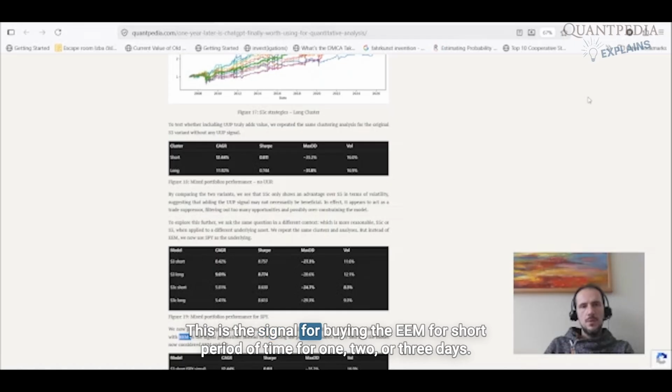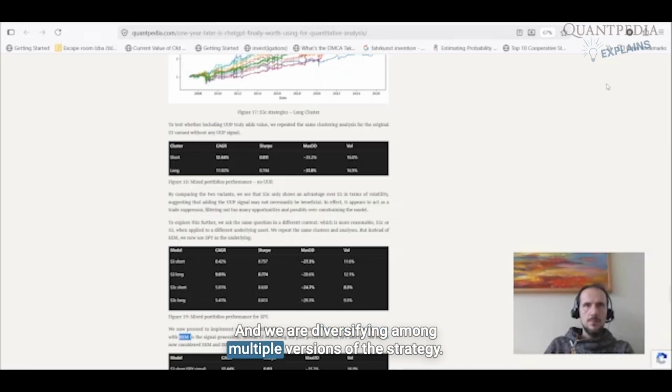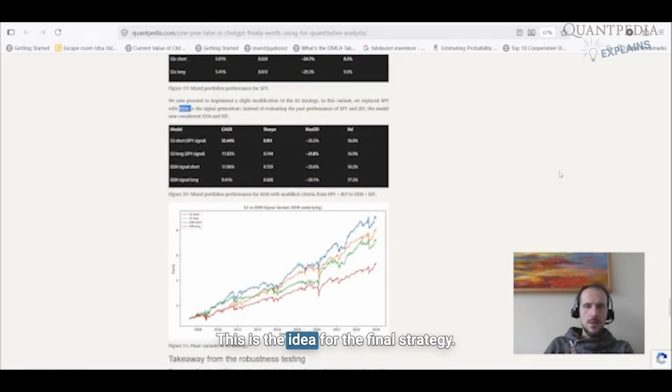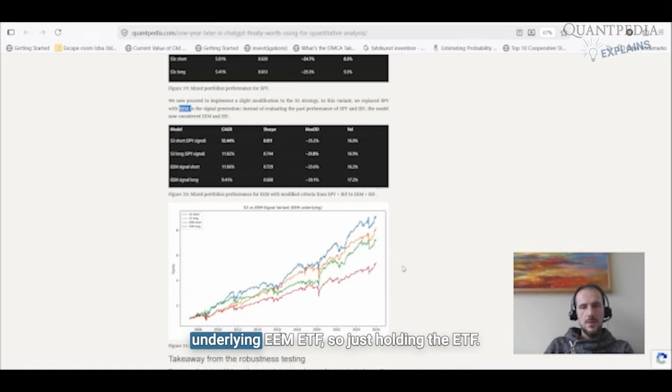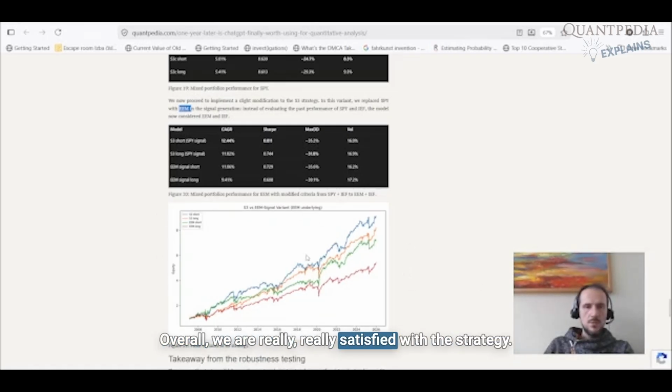This is the signal for buying the EEM for a short period of time, for 1, 2 or 3 days, and we are diversifying among multiple versions of the strategy. This is the idea for the final strategy. It has a relatively nice equity curve. It outperforms the benchmark, so it has better performance and a better Sharpe ratio than the underlying EEM ETF, so just holding the ETF. Overall, we are really satisfied with the strategy.